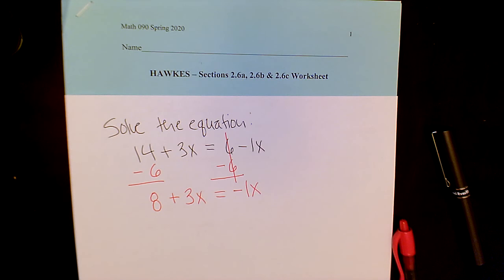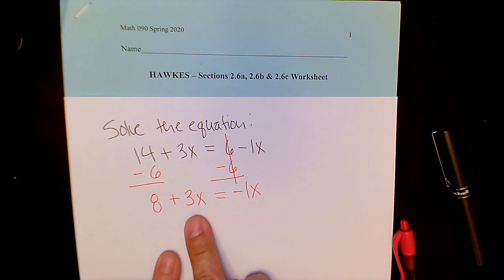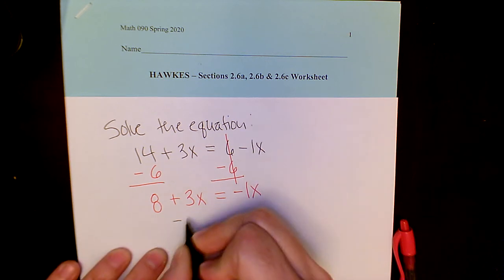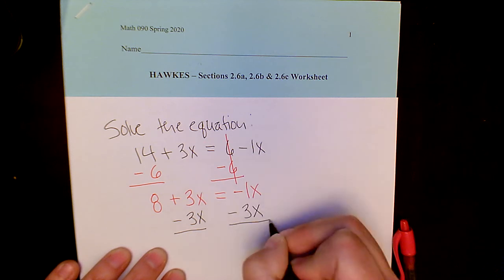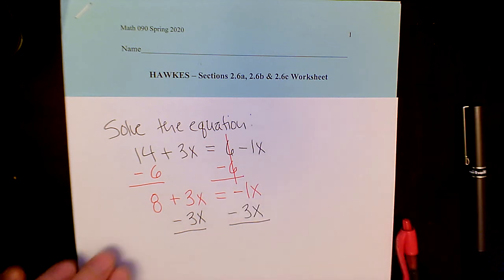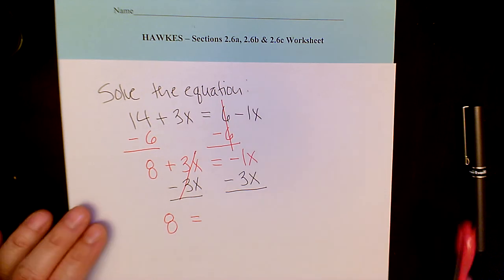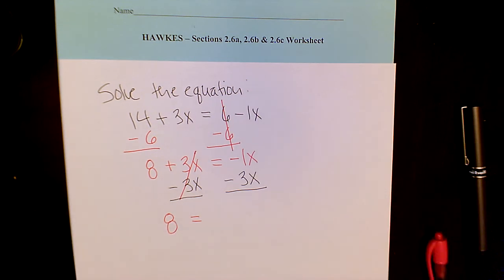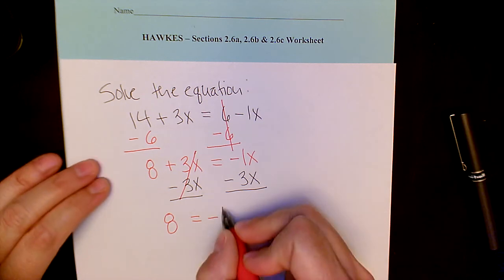Okay, so I've done my numbers. Now I have to do my variables. So I need my variables all on this right-hand side. So I'm going to subtract 3x from both sides. Okay, so these 3x's go. I'm left with 8. And negative 1x and a negative 3x, they're both negative, so we're going to add them together and get a negative 4x.